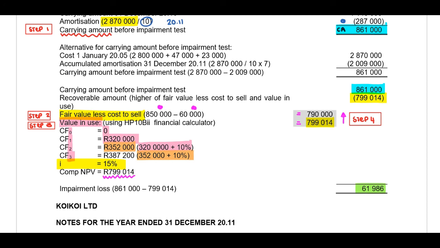Remember, our asset will decrease. Therefore, if you had to include your journal, we would have debited our impairment loss. Please write this out, no abbreviations, in your profit and loss. Credit our intangible asset, which is the patent, and our statement of financial position with a 61,986.